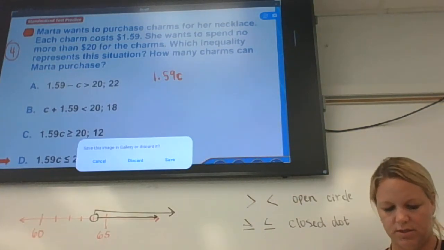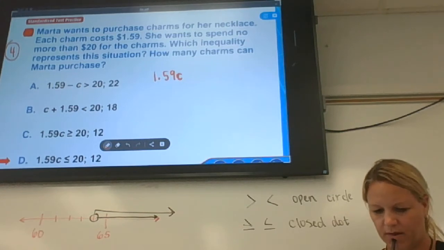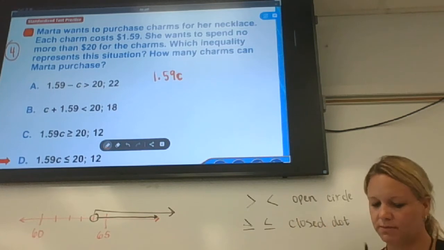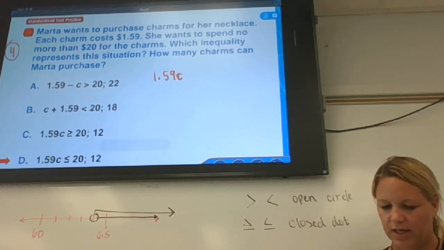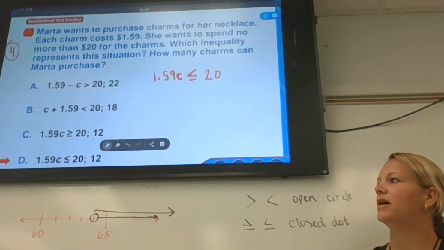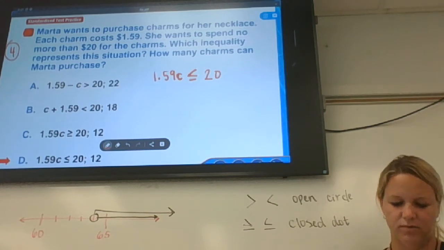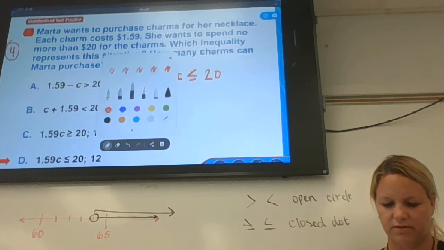Okay, so what is the answer? Okay, so we know each means multiplication, and it has to be less than or equal to her $20 bill. The answer has an arrow by it. And if you divide, does this divide evenly, or is this like a rounding problem?